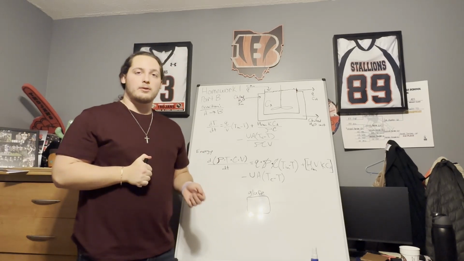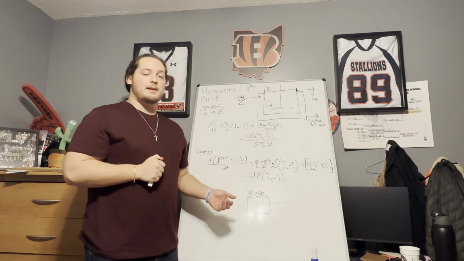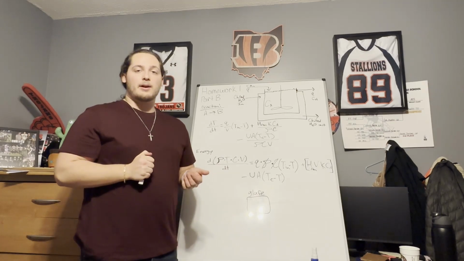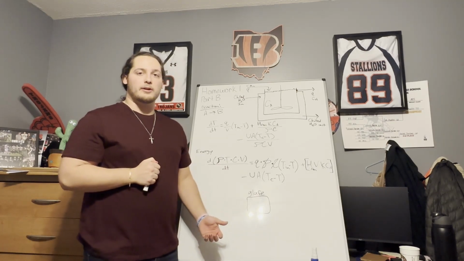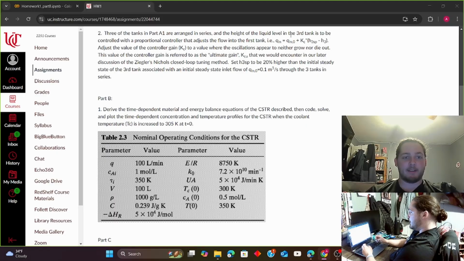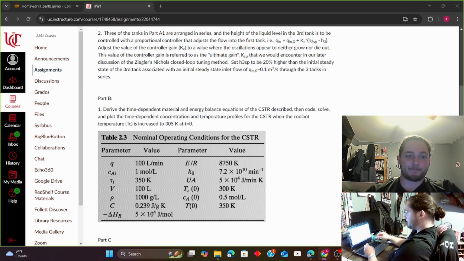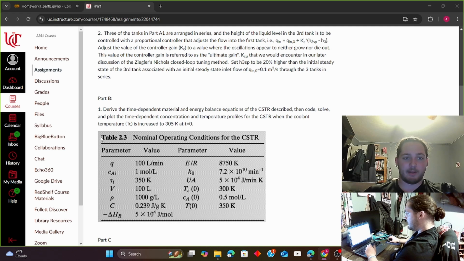Now we will move into Google Colaboratory and implement these equations and plug in some real numbers in order to see how this simulation works. Here we will be inputting our derived material and energy balance for the CSTR for Part B into Google Colaboratory. So here, table 2.3, we are given some nominal operating conditions for the CSTR. So we can go ahead and enter this into Google Colab and run the simulation.